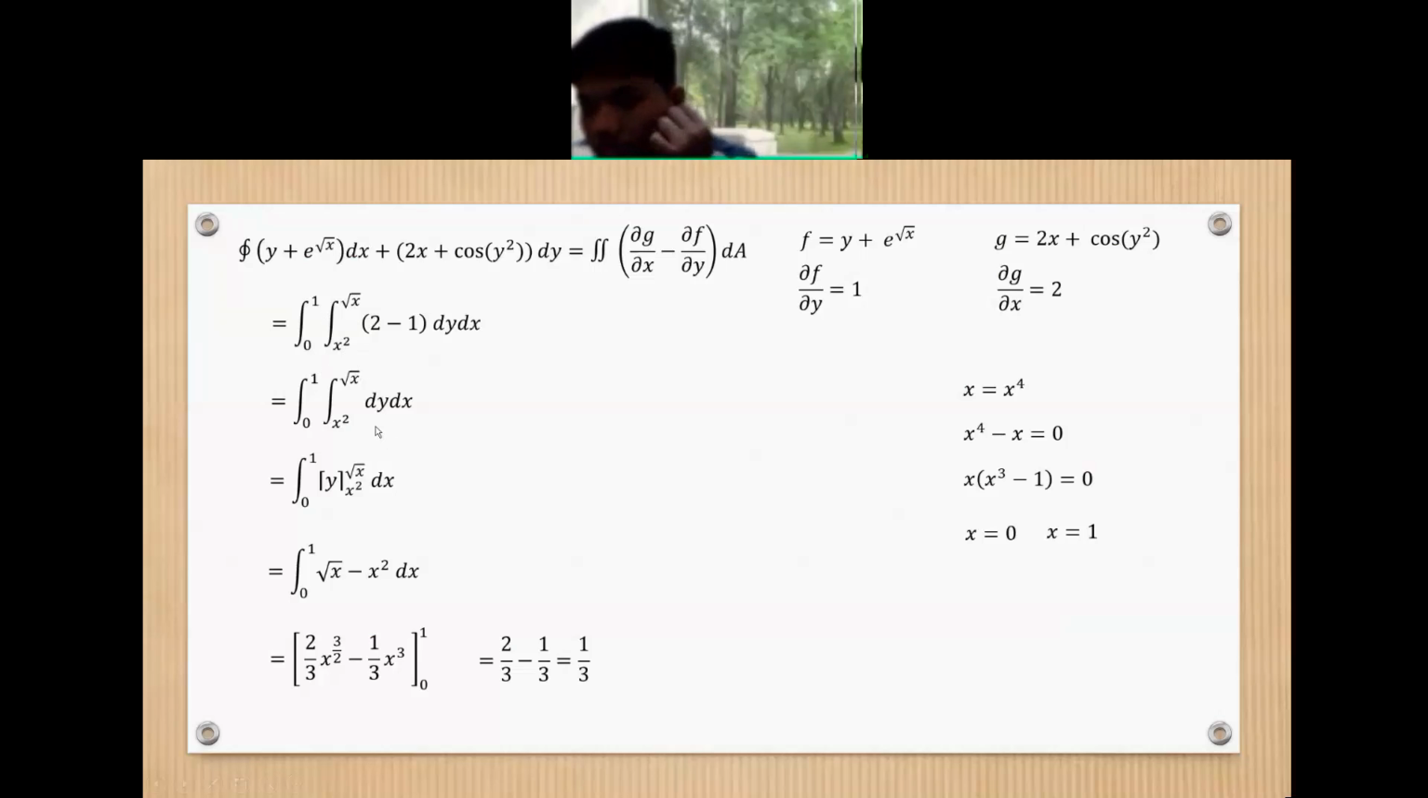Integral of dy, so we get y, and substitute the values x squared and sqrt x, and then we get the integral from 0 to 1 of (sqrt x minus x squared) dx, and then we get 2/3 x to the power of 3/2 minus 1/3 x cubed, and substitute the value 0 to 1, and we get 2/3 minus 1/3. And the final answer is 1/3. That's all from us.